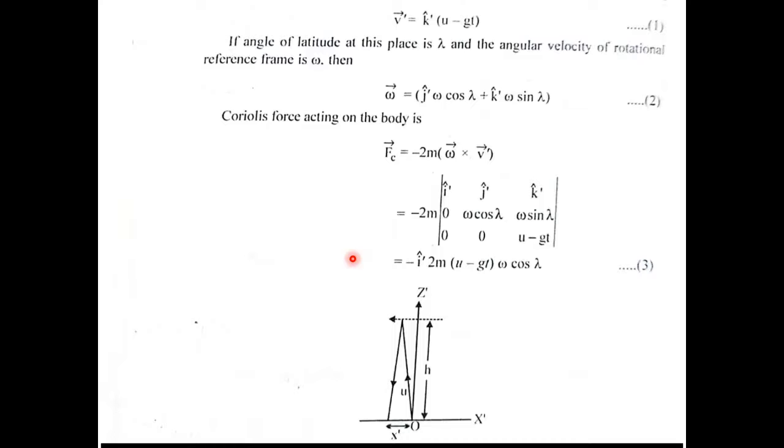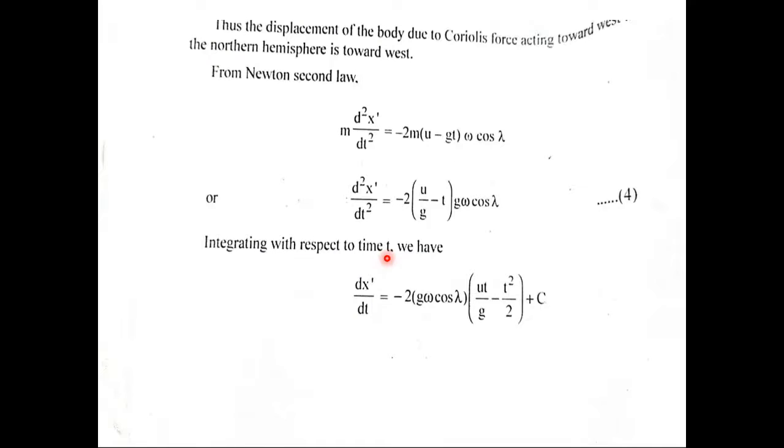Thus the displacement of the body due to the Coriolis force acts towards the west in the northern hemisphere and towards the east in the southern hemisphere. From Newton's second law, m d2x'/dt2 = -2m (u - gt) omega cos lambda, or d2x'/dt2 = -2 (u - gt) omega cos lambda.